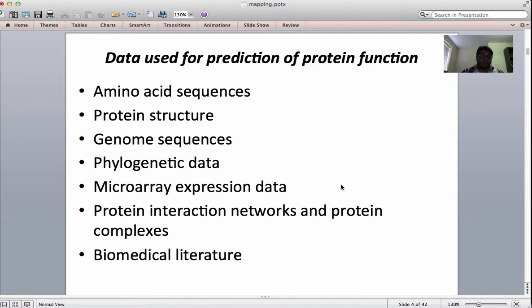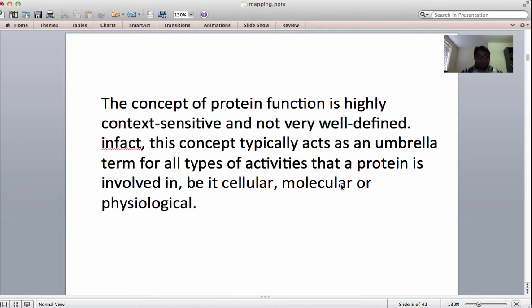And there's also a text mining approach, where if two proteins appear together in a lot of biomedical literature, that means they might be connected. So it's something like that. These are the data sets which are used to predict protein function.